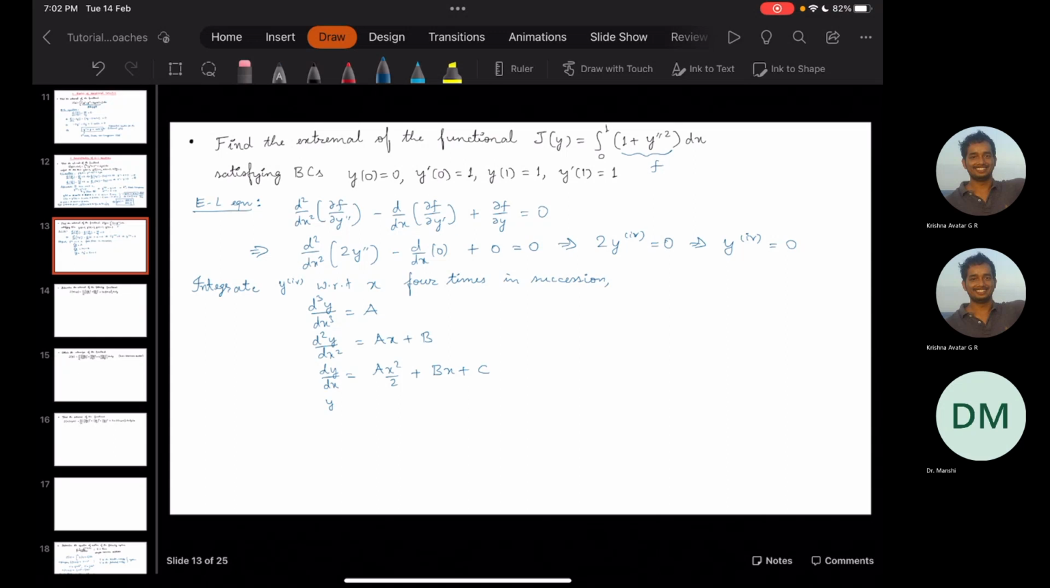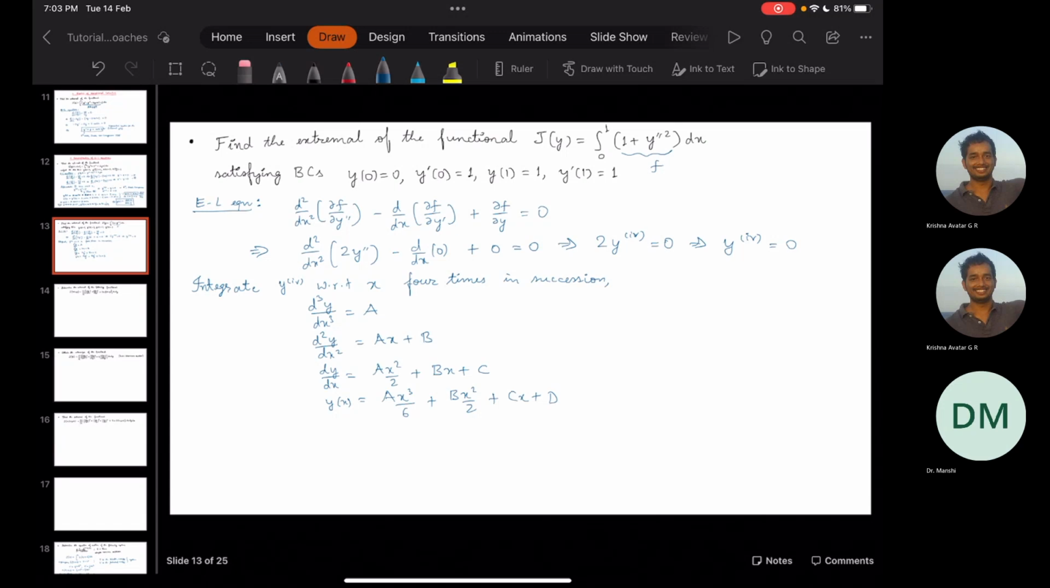Let's integrate the fourth time. We have y as a function of x equal to ax cubed by 3 into 2, which is 6, and likewise bx squared by 2, plus d. Okay, so for the general expression for y, first we need to find the particular solution. We need to determine the values of a, b, c, and d.